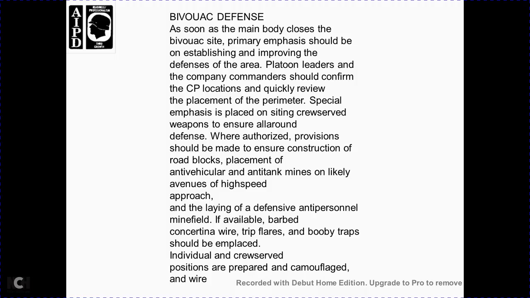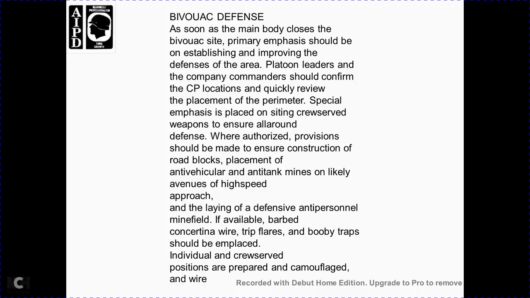Alright, bivouac defense. As soon as the main body closes on the bivouac site, the primary emphasis should be establishing and improving the defense of the area. Platoon leaders and company commanders confirm the command post location and quickly review the placement of the perimeter. Special emphasis is placed on the siting of the crew-served weapons to ensure all-round defense. Provisions should be made to ensure the construction of roadblocks and the placement of anti-vehicular, anti-tank mines.